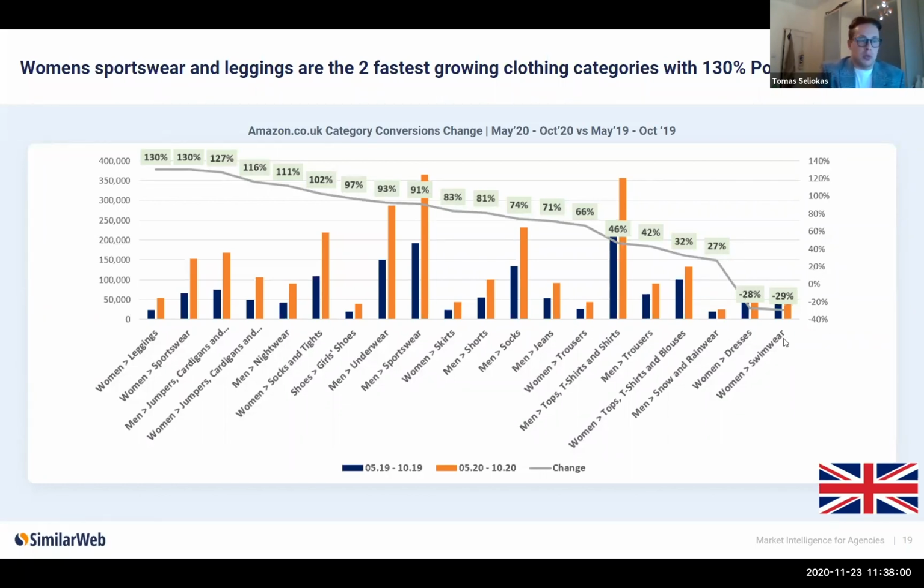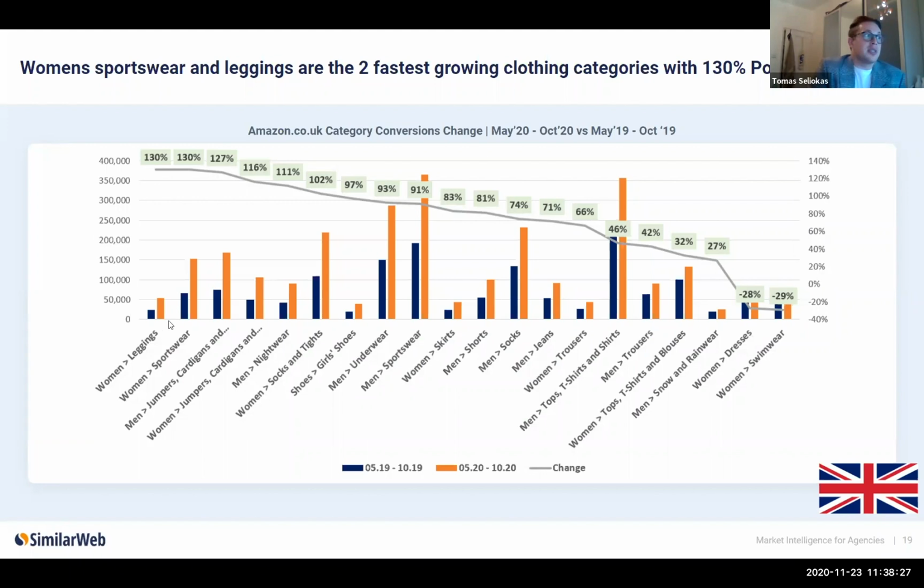And this is probably quite obvious here because women's dresses and swimwear is something that people don't buy as much right now because of the COVID. And this is one of the examples where you need latest data, is that swimwear is not as important because people don't go on holidays as much. Dresses, people don't dress up as much. So there's such an interesting story here.